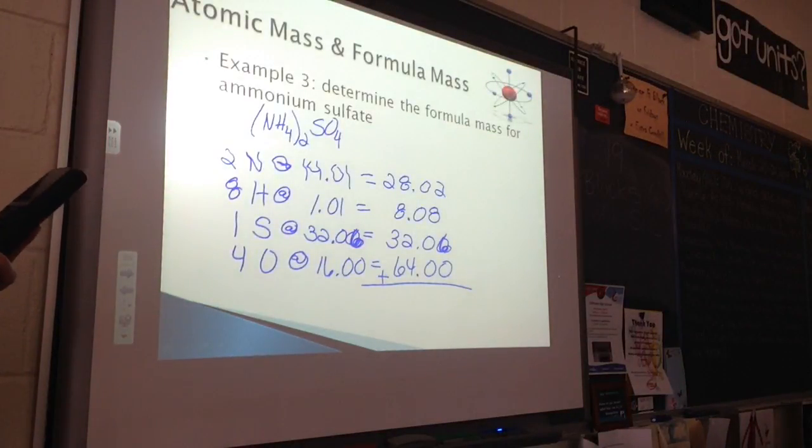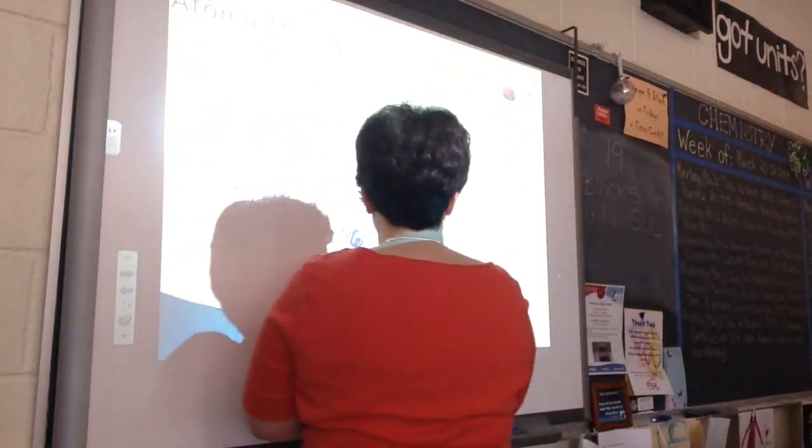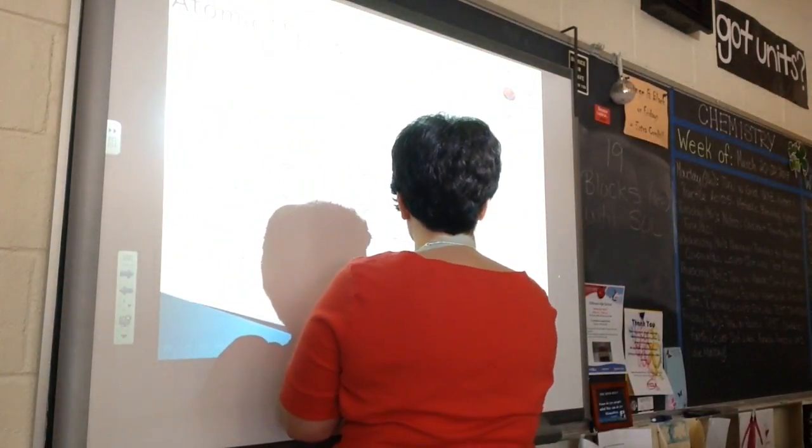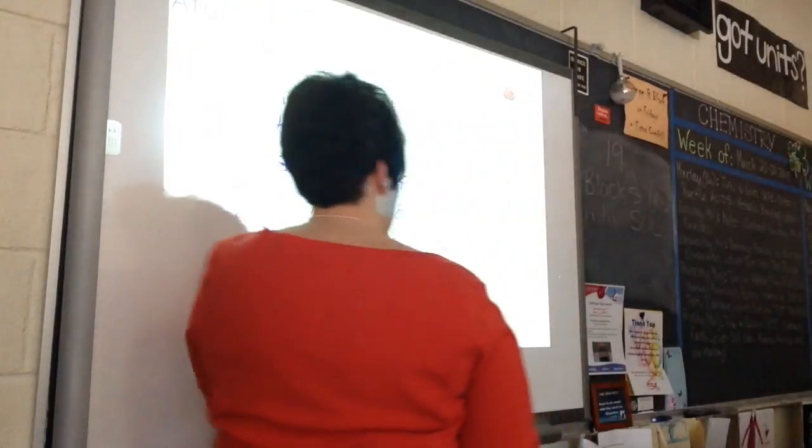Alright, so 28.02 plus 8.08 plus 32.06 plus 64.00, enter. 132.16, Stamper, unit? A unit. Good.